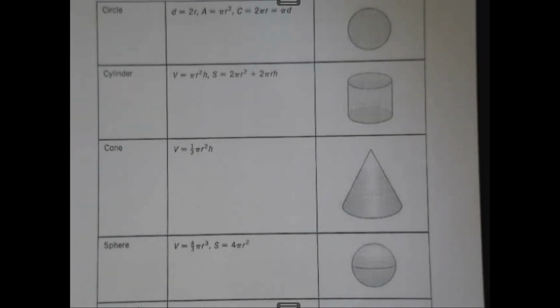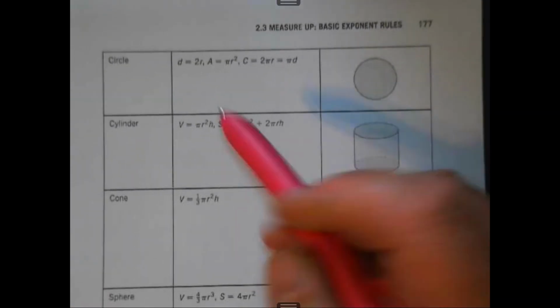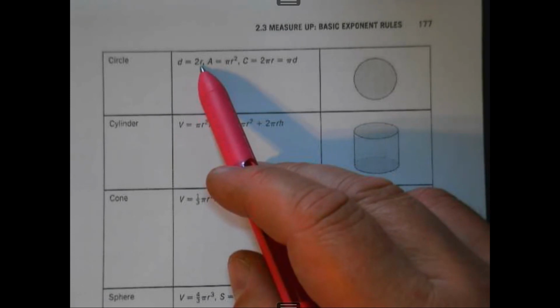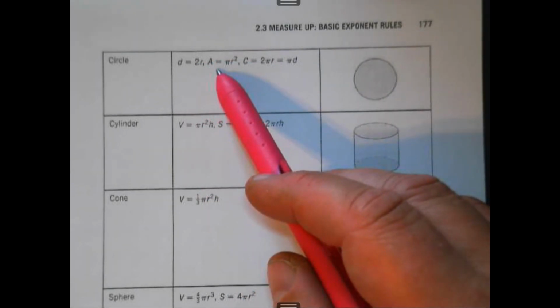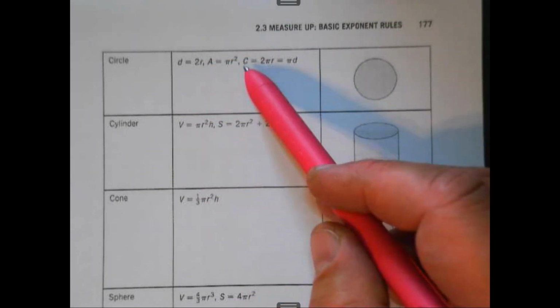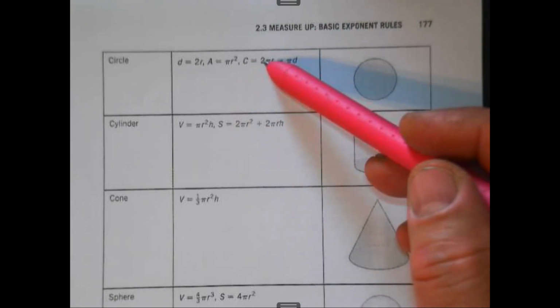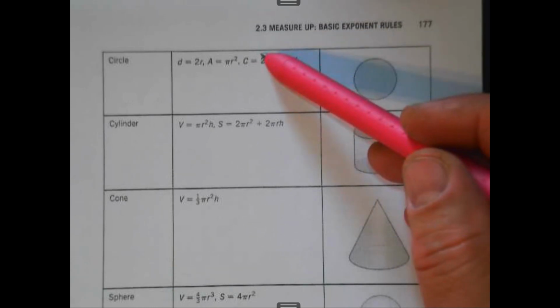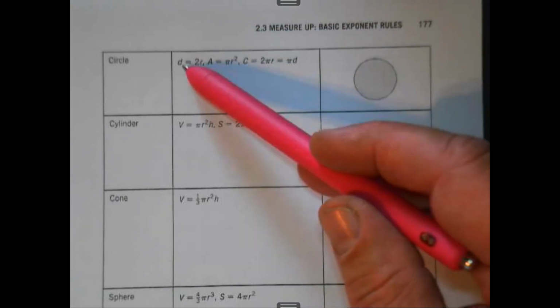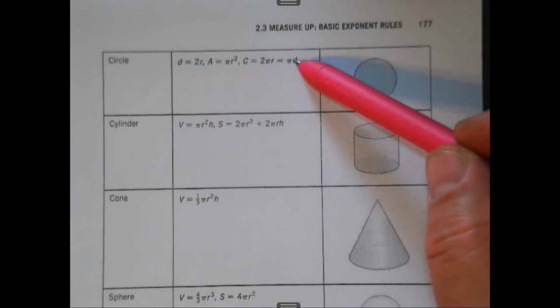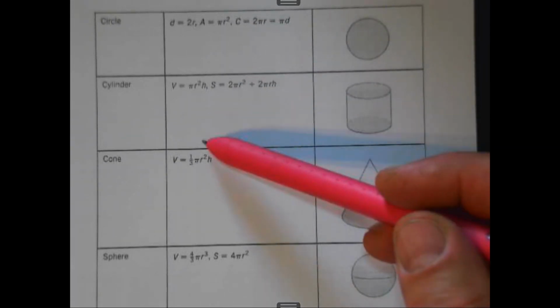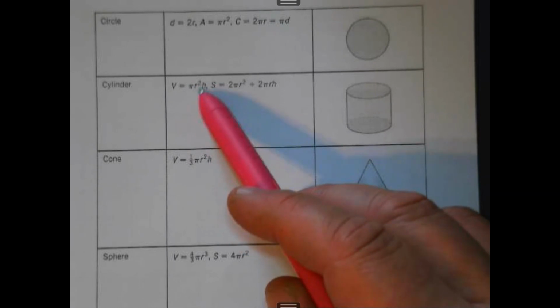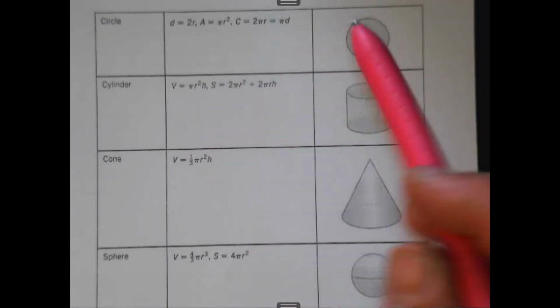Circle, the diameter is 2 times radius. Area equals pi r squared. The circumference is 2 times pi times radius, or since 2 times r is the diameter, you could just take pi times diameter. Cylinder, volume of the cylinder is pi r squared times the height.